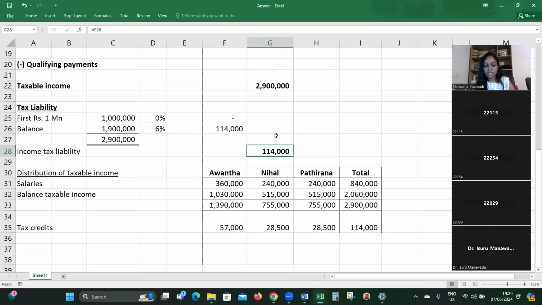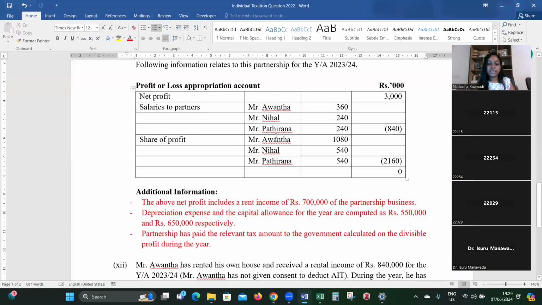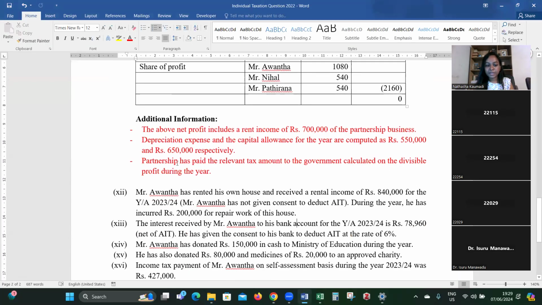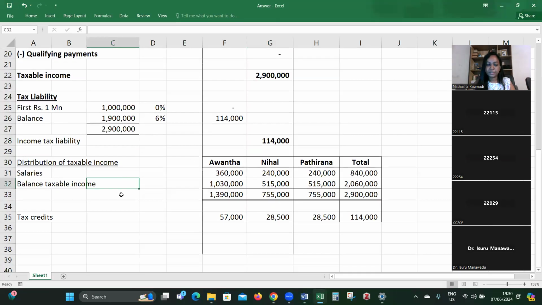That is one condition. That's why in this question, it is clearly mentioned that the partnership has paid the relevant tax amount to the government calculated on the divisible profit during the year. So now I hope you get the point why we have given this sentence. Because the partnership has paid it already, you can claim those paid amounts as tax credits, right? Anyway, you have learned that point.